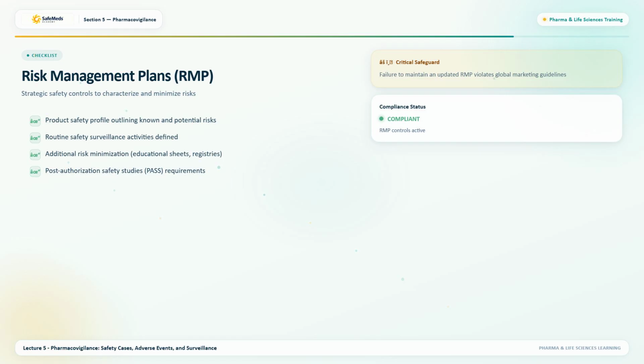Routine risk minimization includes updating the product label, packaging insert, and physician prescribing information. Additional risk minimization measures may include patient registries, educational materials, or restricted distribution systems. Developing and maintaining the RMP is a regulatory requirement in the European Union and other global territories, ensuring that proactive safety controls are in place.